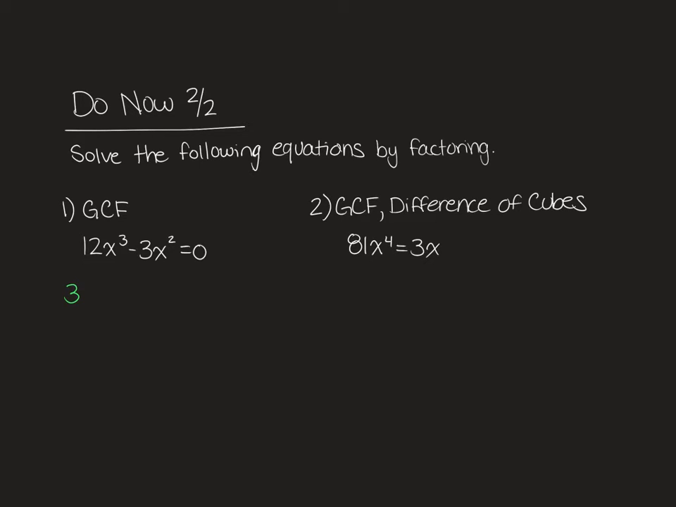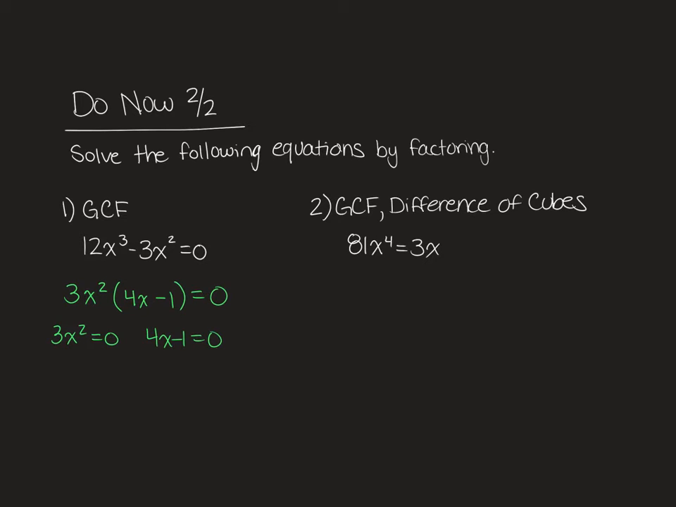And then look at your x's. You have x cubed and x squared. So the largest number that you can take out is an x squared. What you're left with will be 4x minus 1. Once you have it factored completely, you set each factor equal to 0. So you'll have 3x squared equals 0, and then 4x minus 1 equals 0.